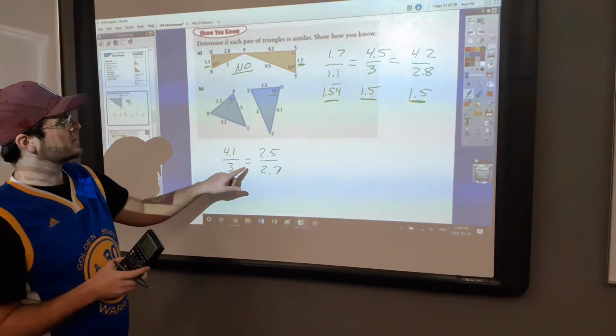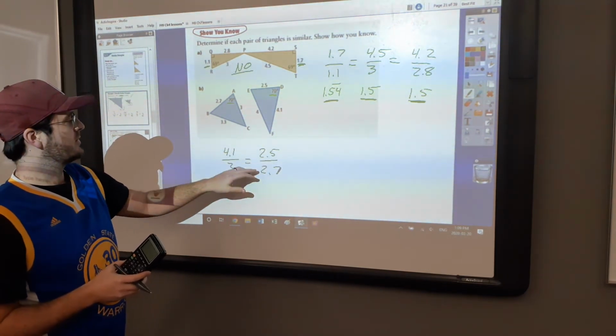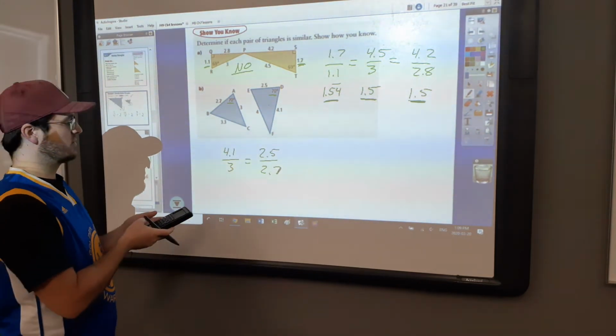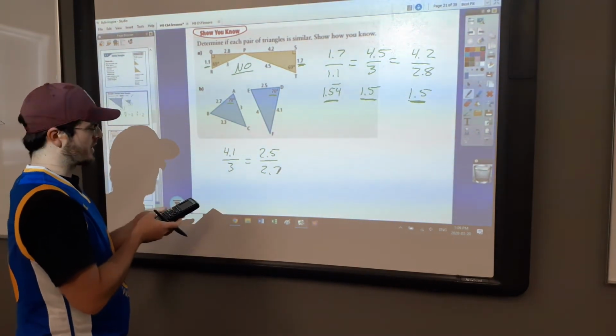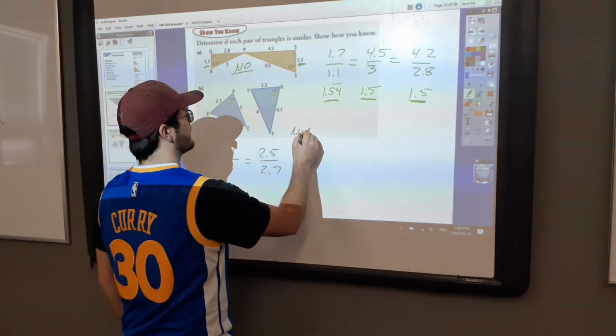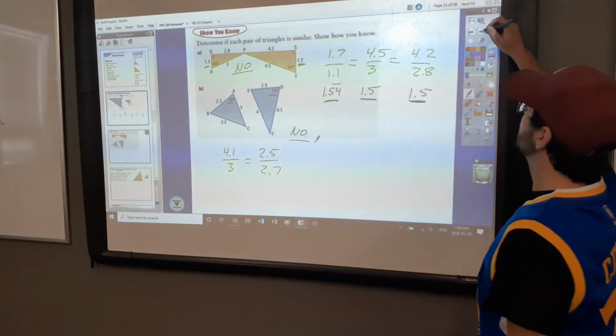I can already tell 4.1 divided by 3 and 2.5 divided by 2.7: this is a bigger number divided by a smaller one, and this is a smaller divided by a bigger. So I already know that this is not going to work out. You could calculate it for yourself, but these ones are not similar either. So it has to work for all three.